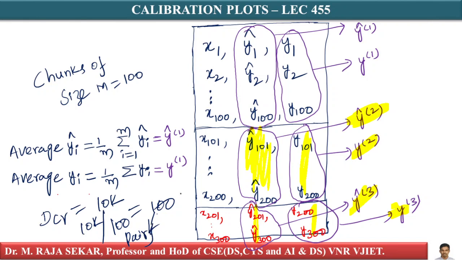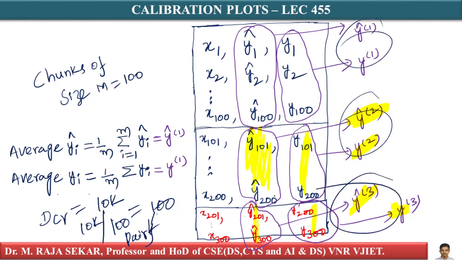For example, here I have 3 chunks. This is one pair, this is another pair, this is another pair. I am getting 3 pairs for 3 chunks. If I have 100 chunks, I will get 100 such pairs. What are these pairs literally? Remember, all these y1 cap, y2 cap, your yi caps are sorted. Let's not forget this.